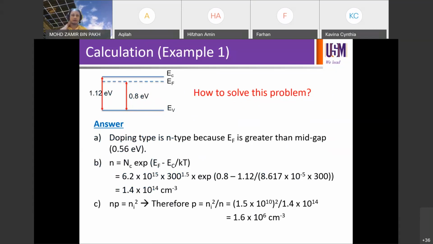You are given this band diagram, band structure. So your EC, EF, and EV are given. So your EC to EV is 1.12 electron volt. So what is this semiconductor material?